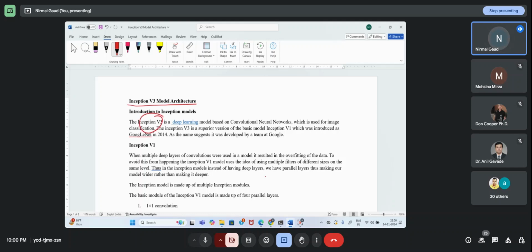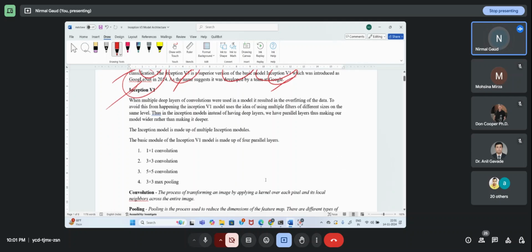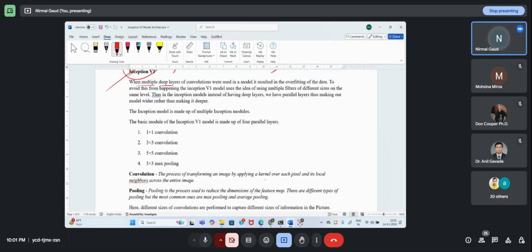Inception V3 is a deep learning convolutional neural network based architecture, and we have Inception V1, Inception V2, V3, V4, such architectures. Such an architecture was introduced in 2014 with GoogLeNet, and this architecture won the ImageNet competition for classification. In Inception V1, when multiple deep learning layers of convolution are used in the model, it results in overfitting of the data. That's what happened with VGG. Multiple layers used one after another will result in overfitting of the model.